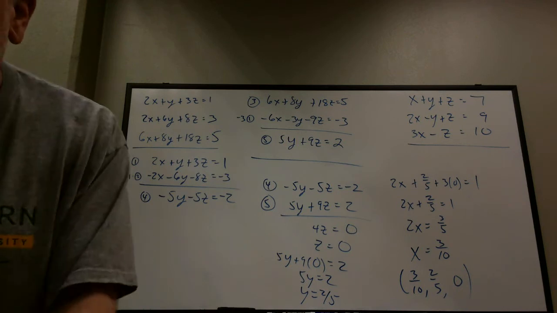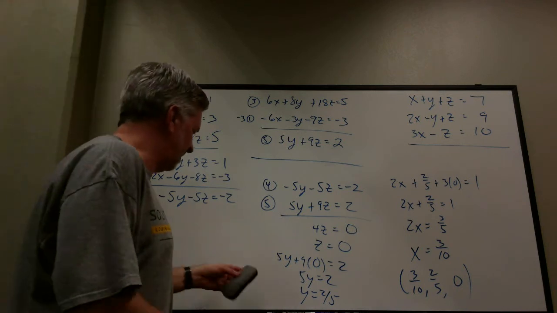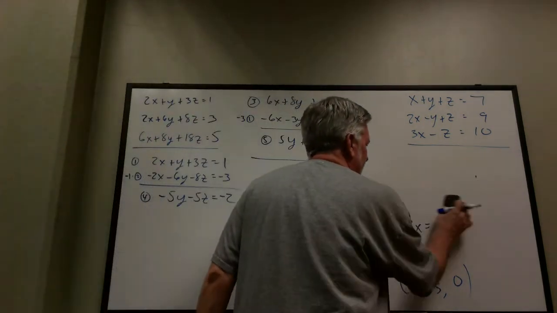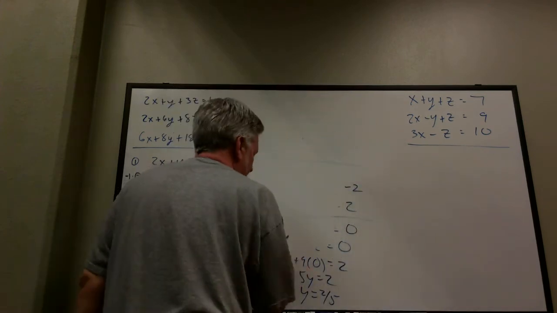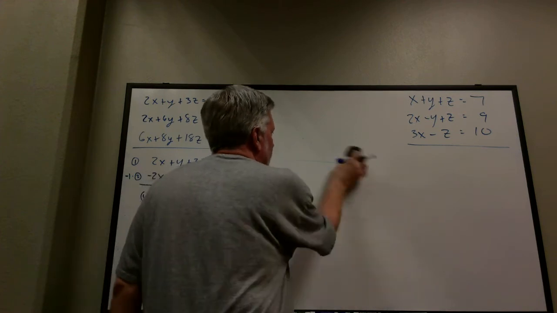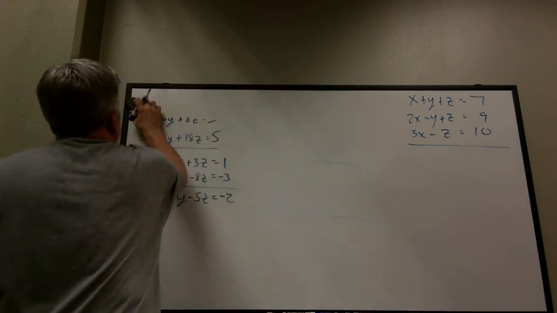Okay, so that's the first example. Let's look at the second example over here. I've written it over here. Okay. So we have, again, 3 equations and 3 variables.